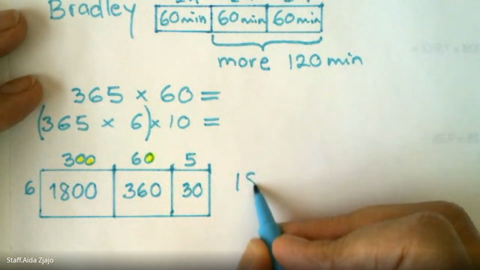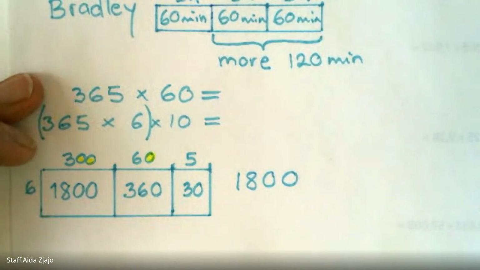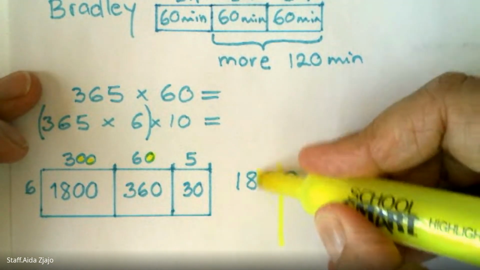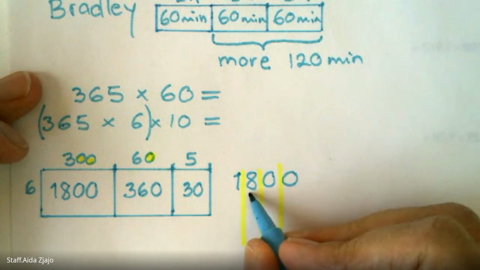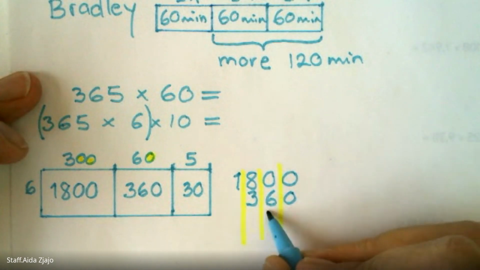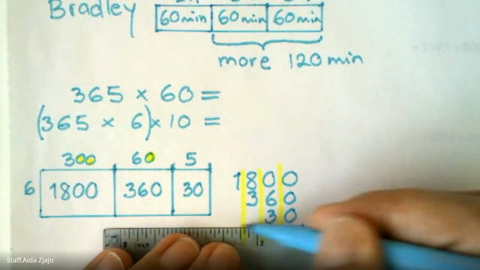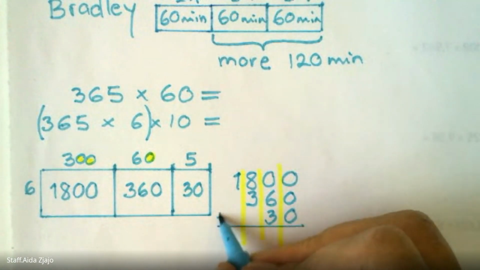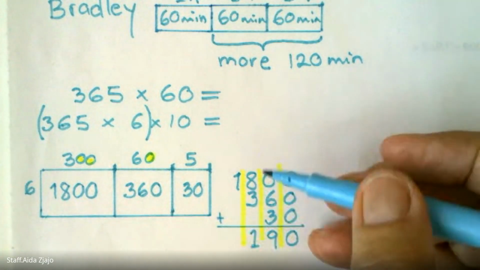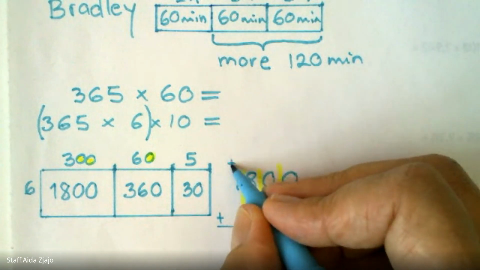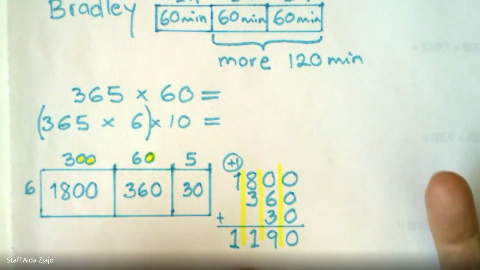So we're going to do 1,800, and then we will draw lines to make precision better. So here you go, 360 and 30, and then add all this together. 0, 9, 8, and 3 is 11. Remember the 1, and that is 1,190.